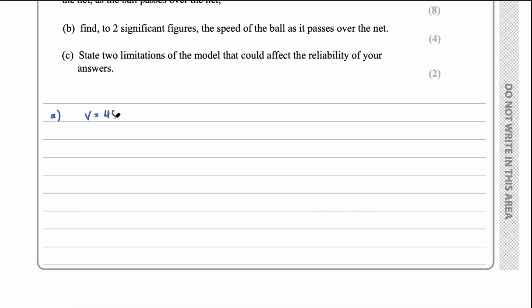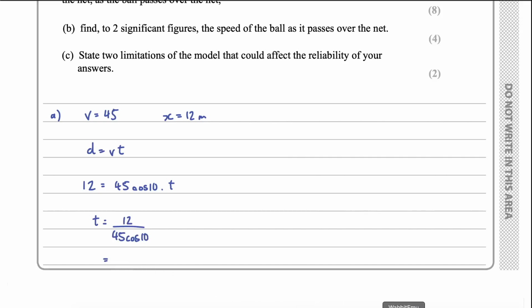So v equals 45. And the horizontal distance, let's call that x, is equal to 12 meters. So 12 meters to the net from where the ball was hit. And then to work out the time, we could use the formula distance equals velocity times time. So the horizontal distance of 12 is going to equal the horizontal velocity, which we've said was 45 cosine 10, multiplied by the time. So then the time is going to be 12 divided by 45 cosine 10.